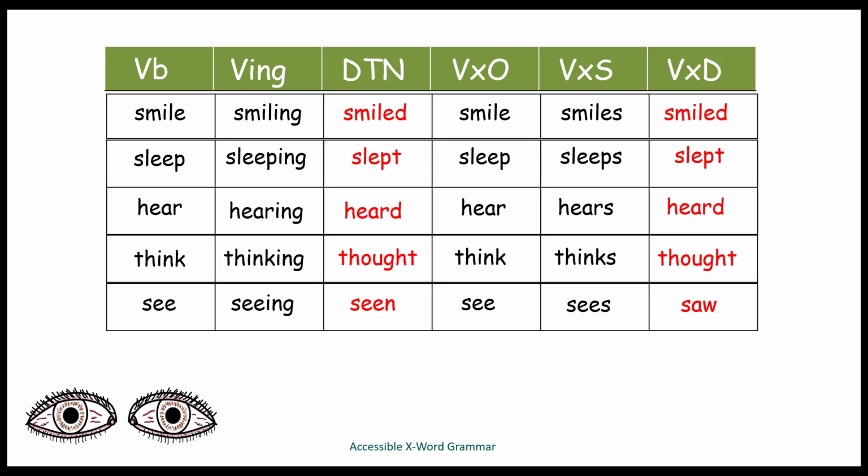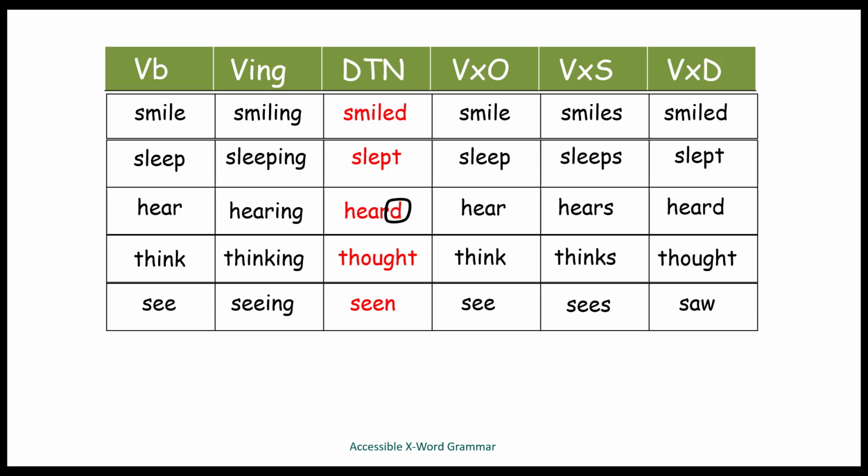When the DTN and VXD are different, the DTN often ends in N. Do you see why we call this verb form DTN? This form will end in a D, a T, or an N.